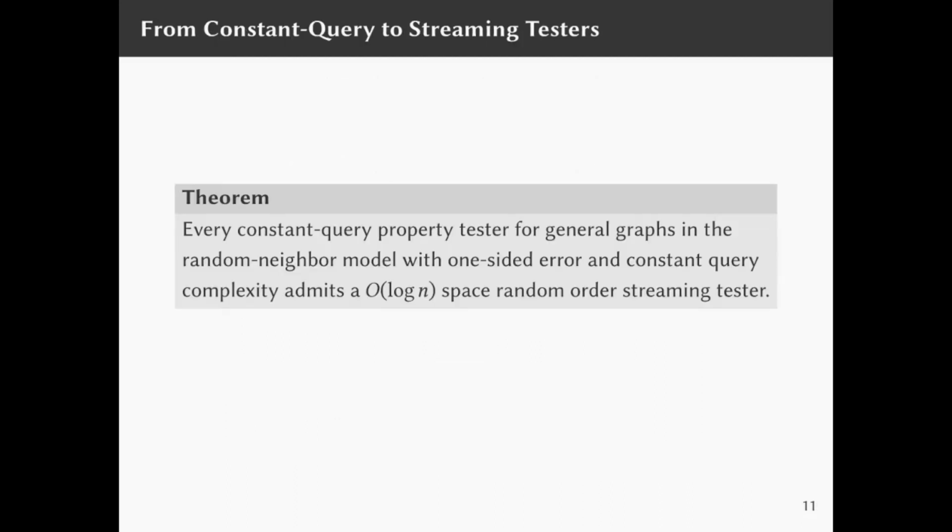Now our second result states that every constant query property tester for general graphs in the random neighbor model with one-sided error and constant query complexity admits an O(log n) space random order streaming tester. I didn't go into detail why it states one-sided error here, but let me just briefly tell you that the reason is that we can lower bound the probability of seeing a Q-disk in the stream, but we can't upper bound it. And this is also the most urgent open problem here, to obtain similar results for testers with two-sided error. Thanks for watching.